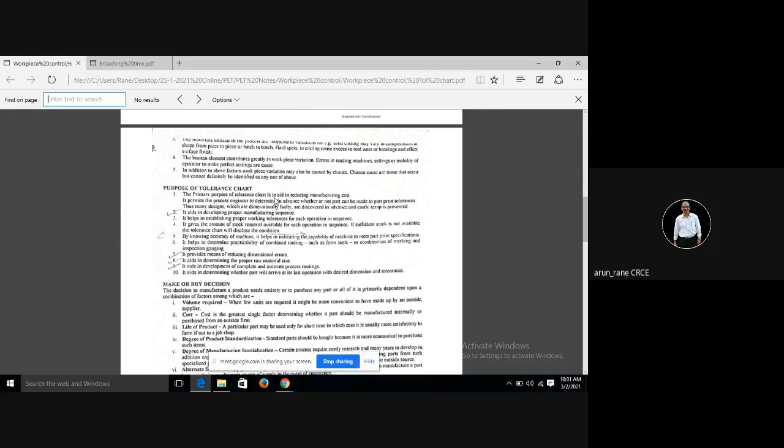If I ask my supplier to give me 1 lakh pieces with a diameter of 20, it is not possible that all 1 lakh pieces will be exactly 20.00. There will always be some variations. Now, how much is that variation? That is what you have to define.